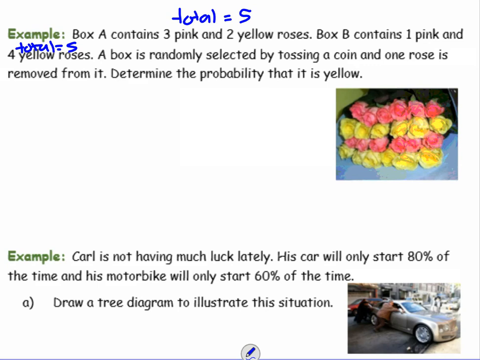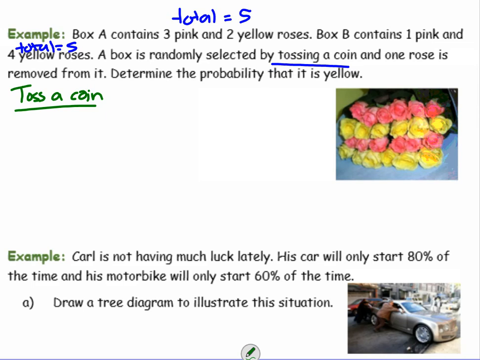So try to think what event comes first in time. Is it choosing the rose, or is it choosing the box? First of all, they seem to be choosing the box by tossing a coin. So what are the 2 outcomes of tossing the coin? Tossing a coin is the first event, and picking a flower is the second event.